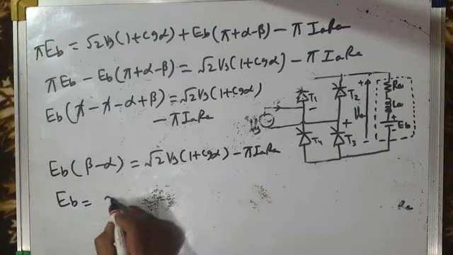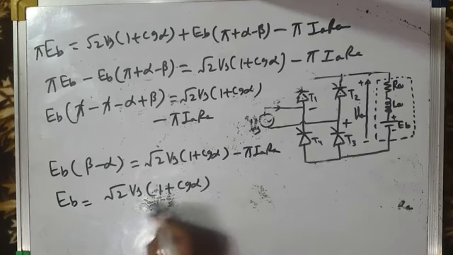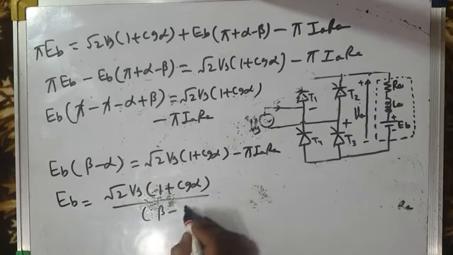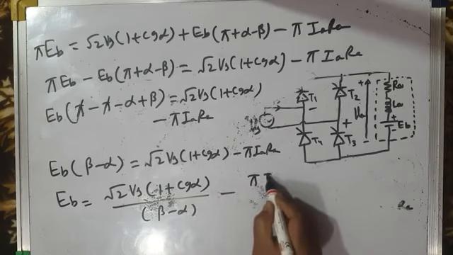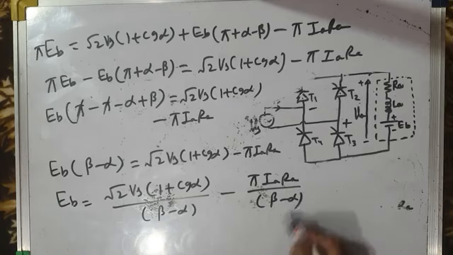Fine. From this I can get EB. EB is equal to root 2 Vs into (1 plus cos alpha) by (beta minus alpha) minus pi Ia Ra by (beta minus alpha). Fine.